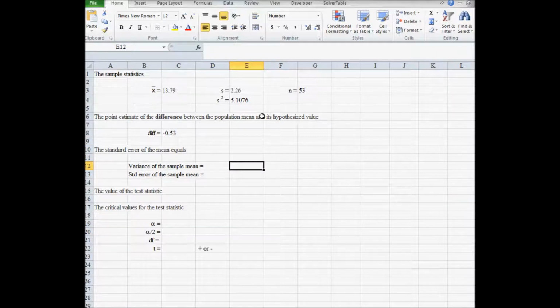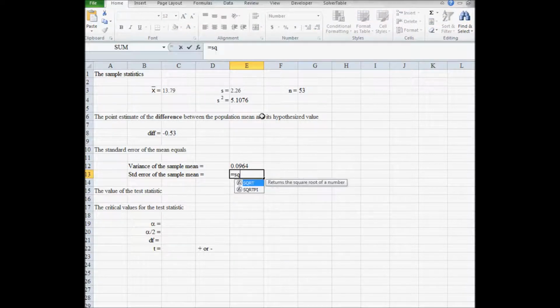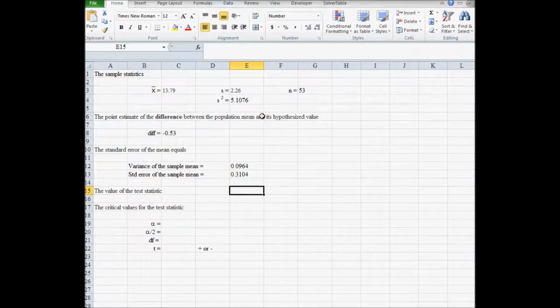The variance of the sample mean is smaller than the estimated variance of the variable because the variance of the sample mean is the estimated variance of the variable divided by the size of the sample. The standard error of the mean, also known as the standard deviation of the sample mean, is the square root of the variance of the sample mean. The value of the test statistic is the point estimate of the difference between the population mean and its hypothesized value, divided by the standard error.